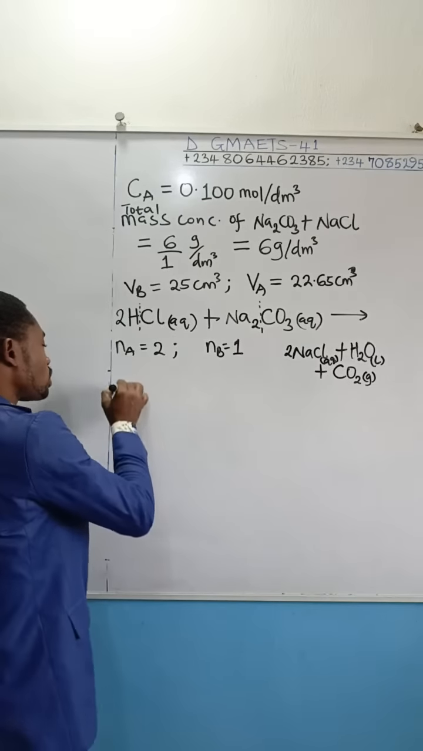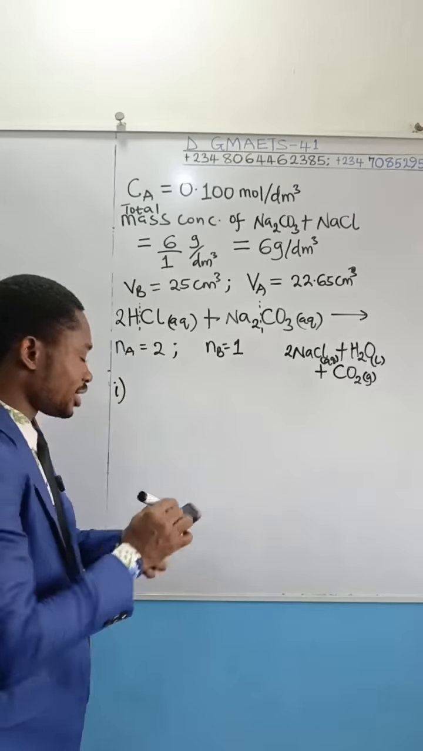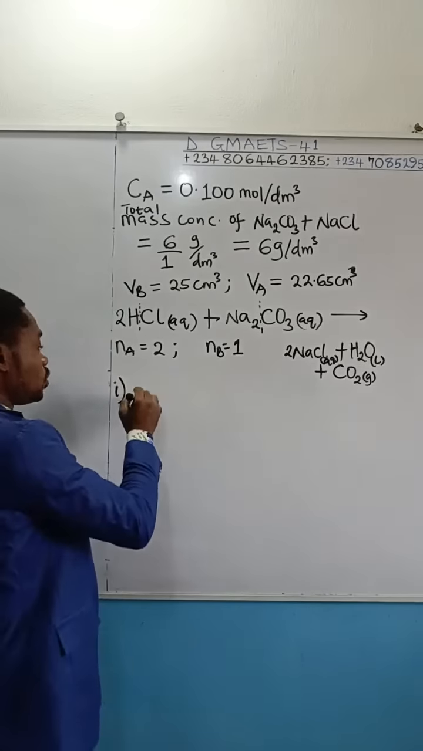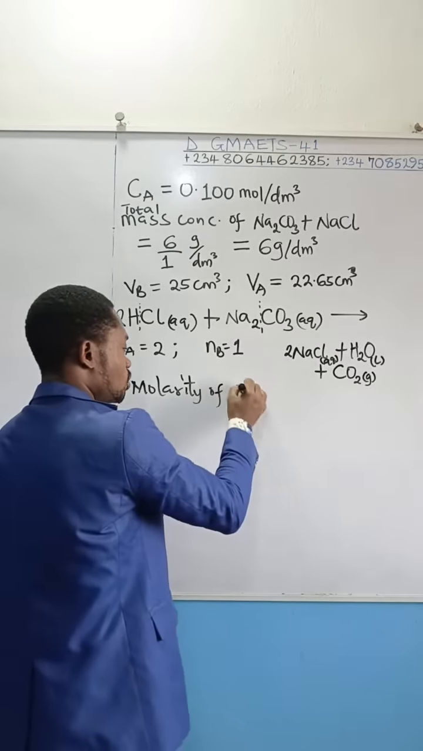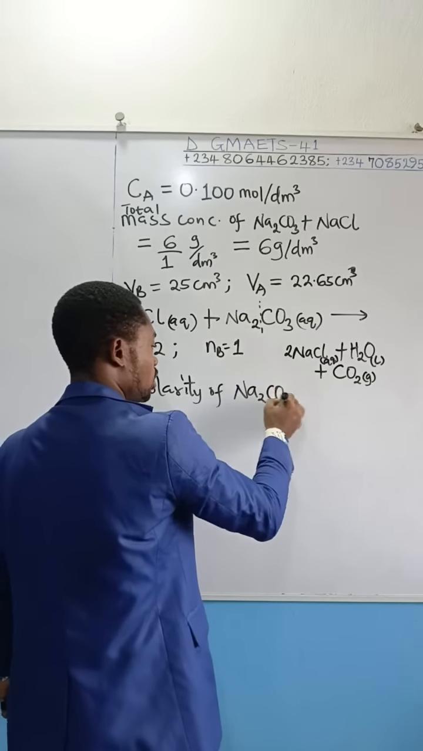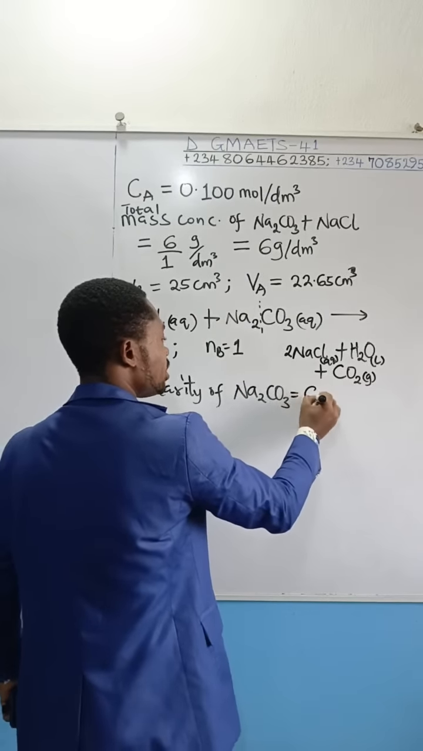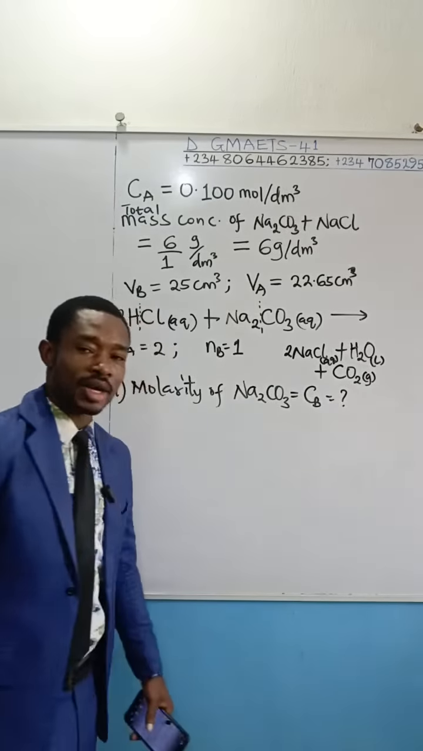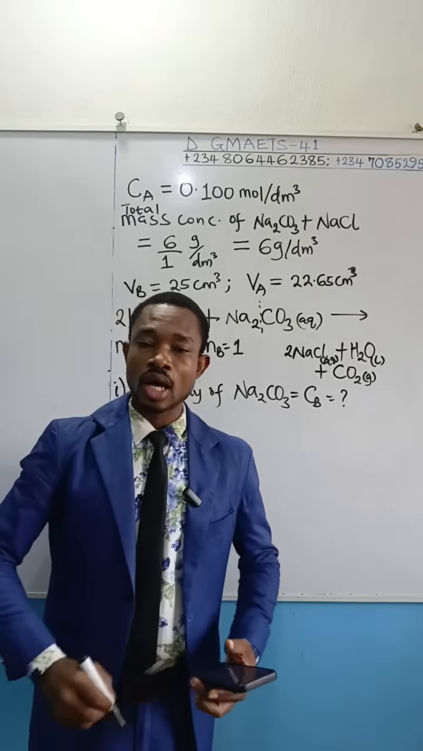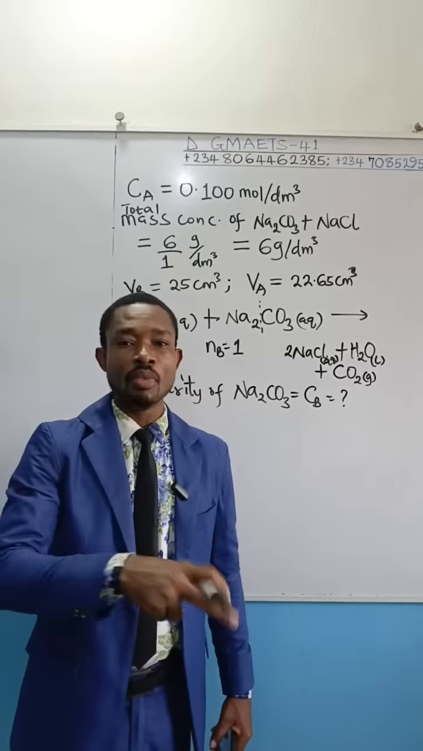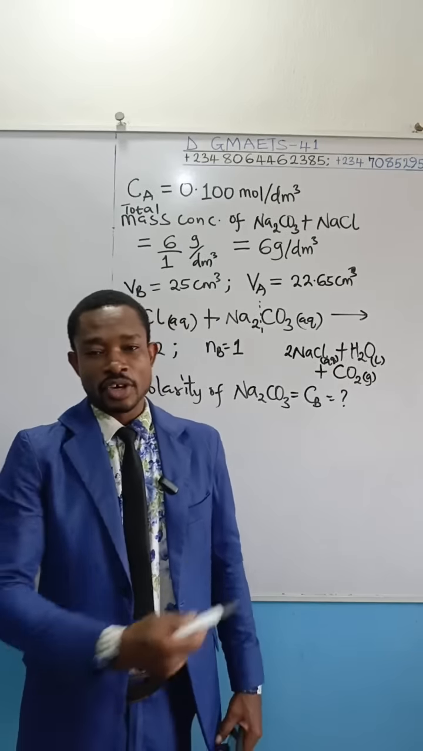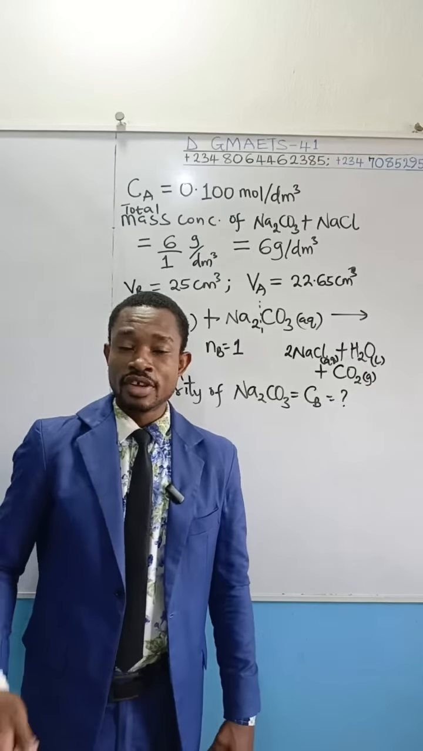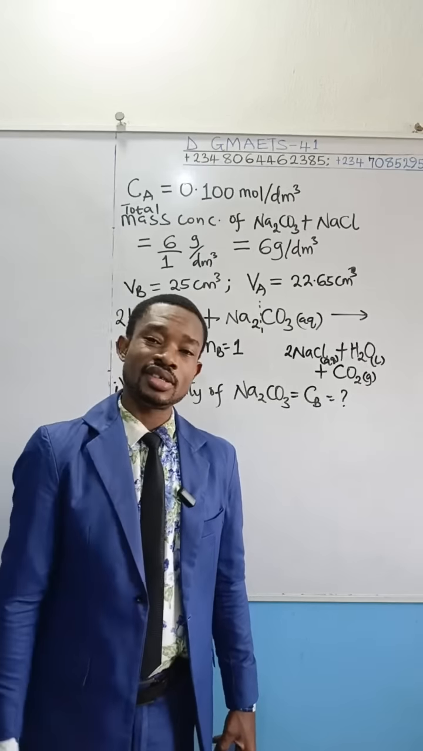The first part of the question, we are asked to calculate the molarity of Na2CO3, sodium carbonate. That molarity is Cb. We don't know. Are you following, right? Molarity, molar concentration, solubility, concentration in mole per dm cube. These 4 guys, they mean the same thing. For the base, it is Cb. If it is for the acid, it's going to be Ca.